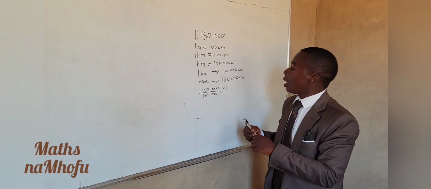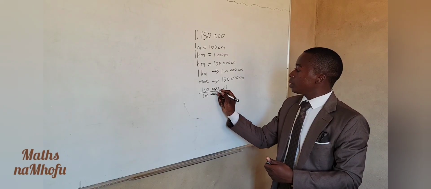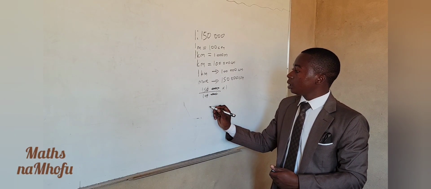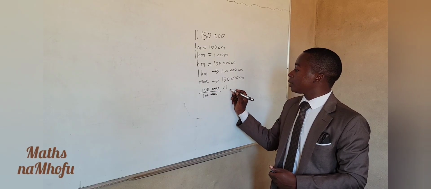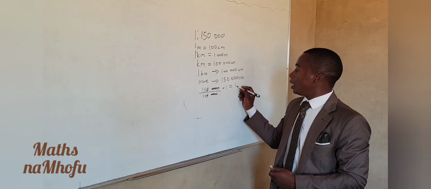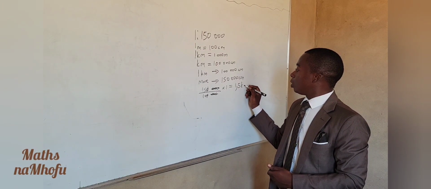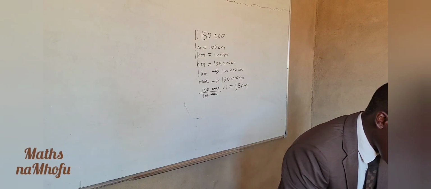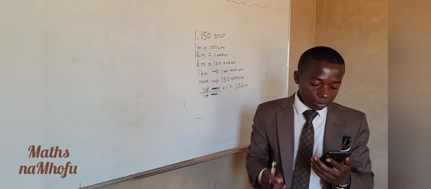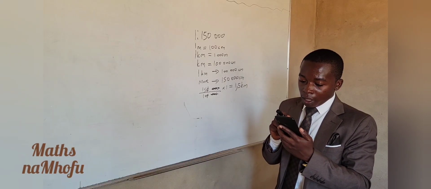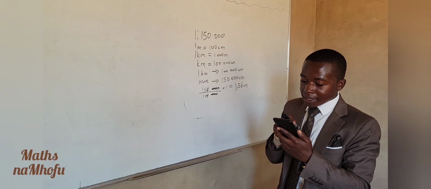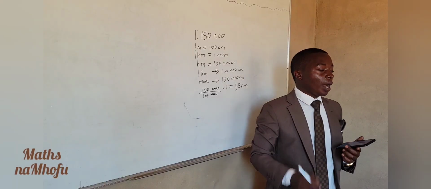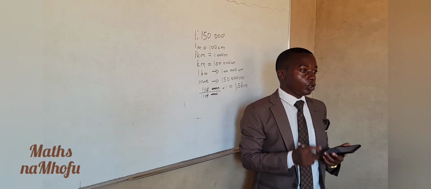Yes. Okay. So you cancel this, you cancel this, you cancel this, you cancel this, right? And our answer, 15 divided by 10. We end up with what? 1,5 kilometers. That is our answer. So it means the distance on the ground represented by 1 centimeter is 1,5 kilometers. 1 centimeter equals 1,5 kilometers. Are we together?